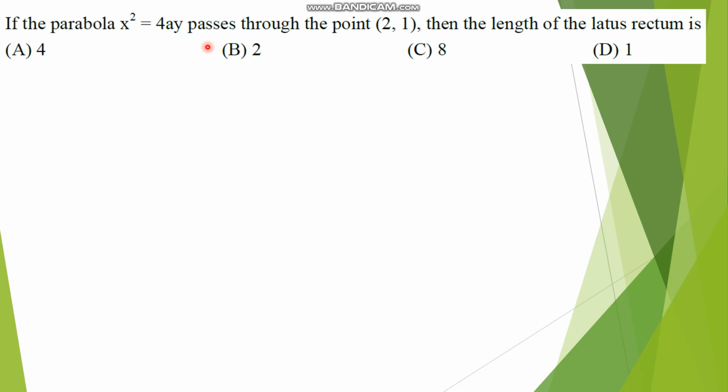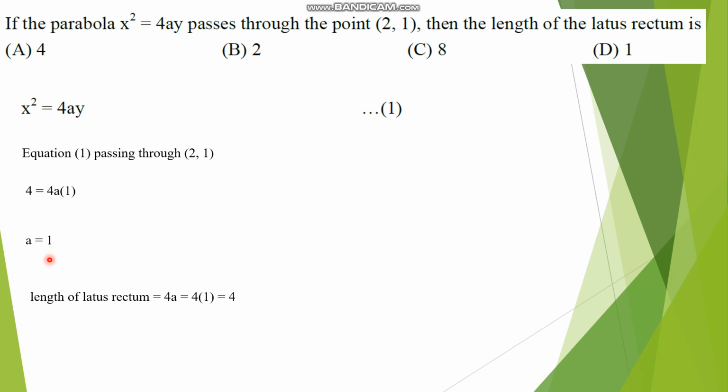If the parabola x^2 = 4ay passes through the point given to be (2, 1), then the length of the latus rectum. Now x^2 = 4ay, we will take it as equation 1. And we know that this passes through (2, 1), so put x = 2 and y = 1. We get a = 1. And we know that length of latus rectum is 4a. So substitute a as 1. So the answer is 4, which is our option A.